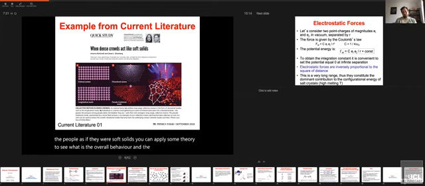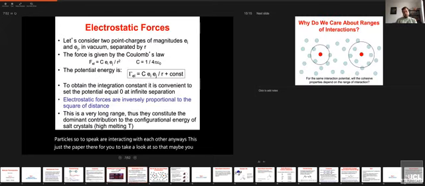So, of course, the reason I bring it up is that this word soft solids is telling us something about how these particles, so to speak, are interacting with each other. Anyways, this is just a paper there for you to take a look at, so that maybe you get a little bit excited about the capabilities of describing interactions between particles.